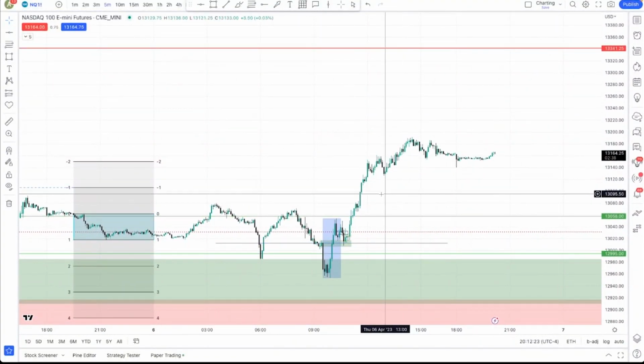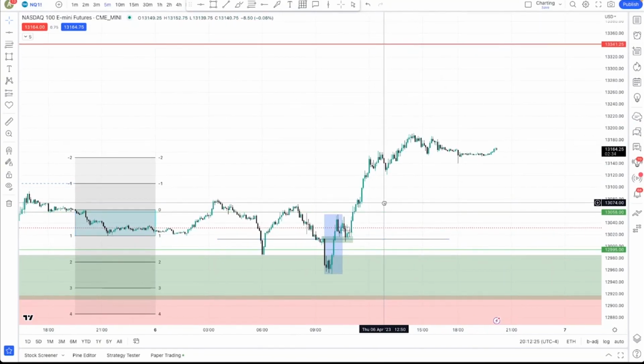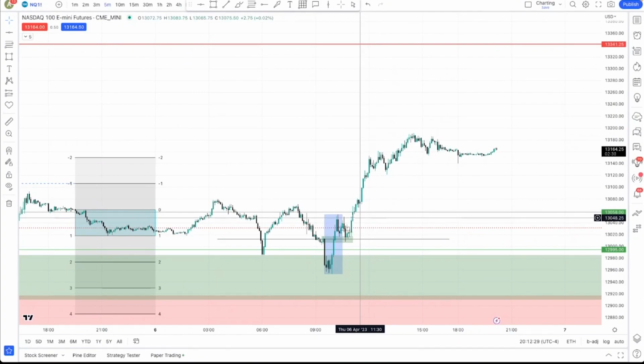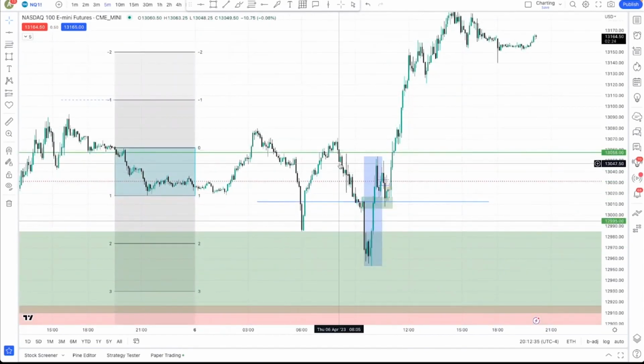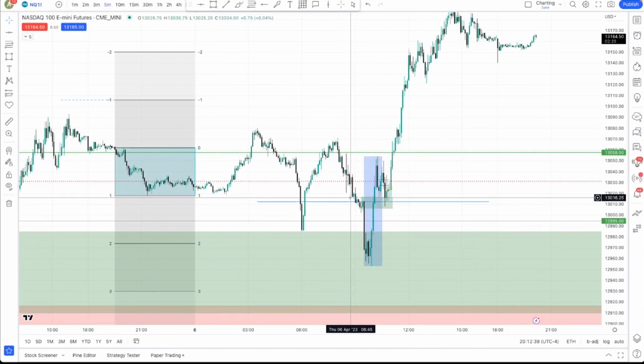Let's see if there's any. Here's kind of a good one. So notice this bearish order block right here. Look how price comes up into there, rejects. That was the first news driver at 8:30.